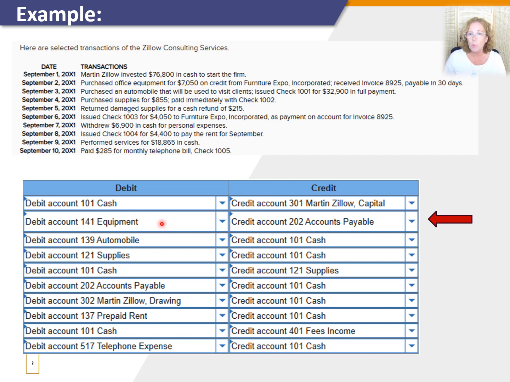The company also has more obligations now. It owes $7,050 to Furniture Expo. We call that an accounts payable, which is an obligation or liability. Liabilities increase with credits, and therefore we need to record a credit to the accounts payable account.